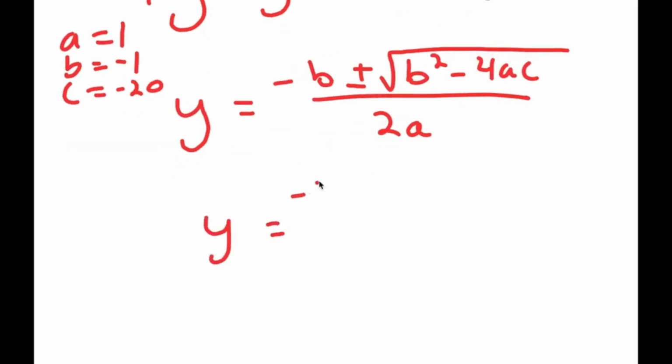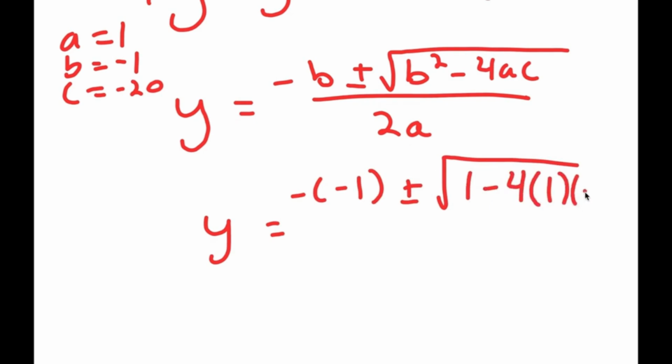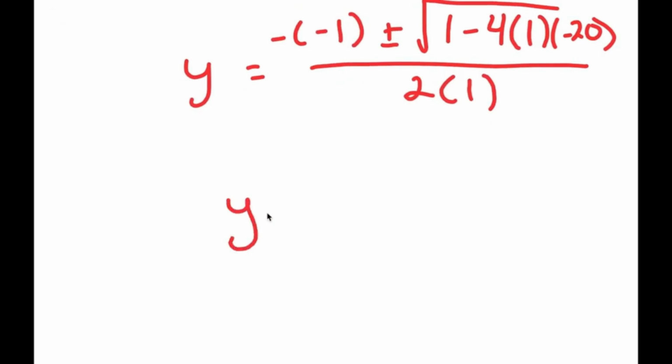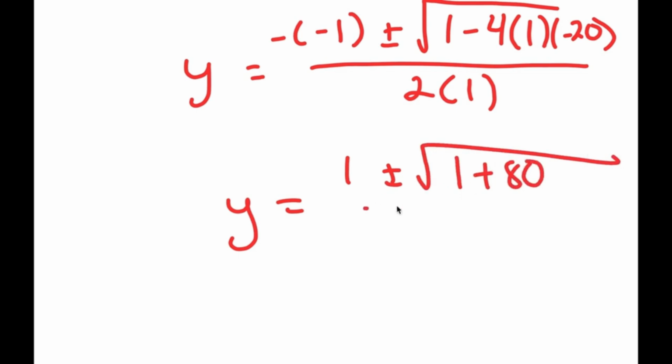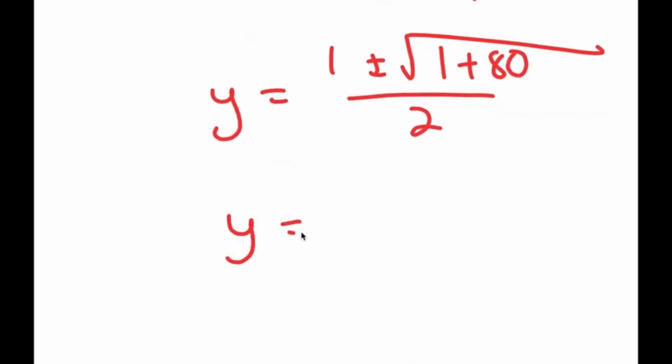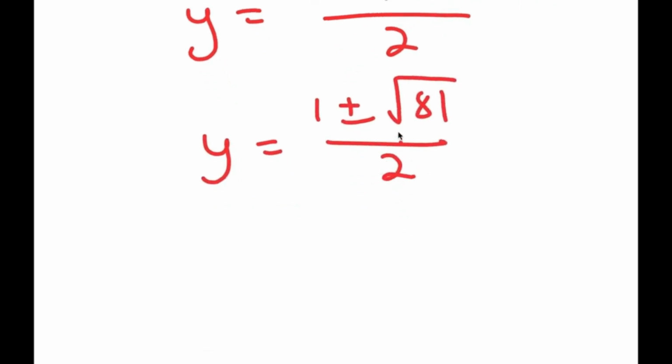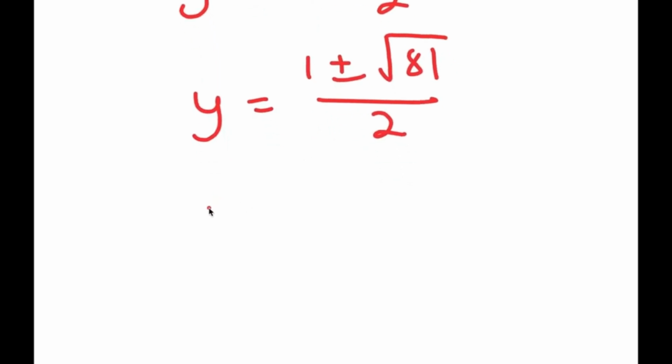So I get y equals negative 1 plus or minus the square root of b squared, so negative 1 squared, which is positive 1, minus 4 times a, which is 1, times c, which is negative 20, all over 2a, so 2 times 1. And this is equal to 1 plus or minus the square root of 1 plus 80 over 2, which is equal to 1 plus or minus the square root of 81 over 2. And the square root of 81 is equal to 9. So I get y is equal to 1 plus or minus 9 over 2.